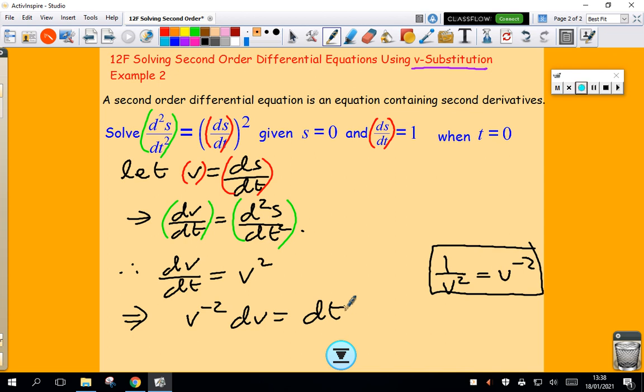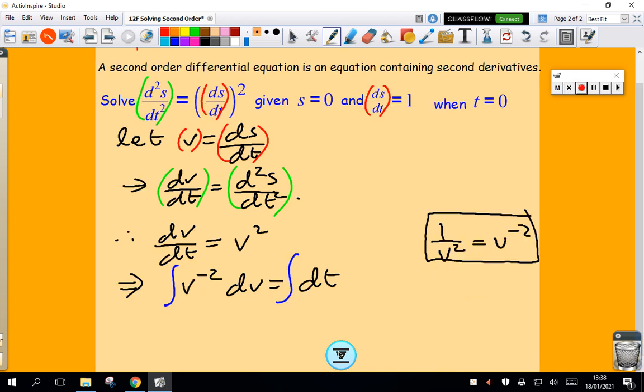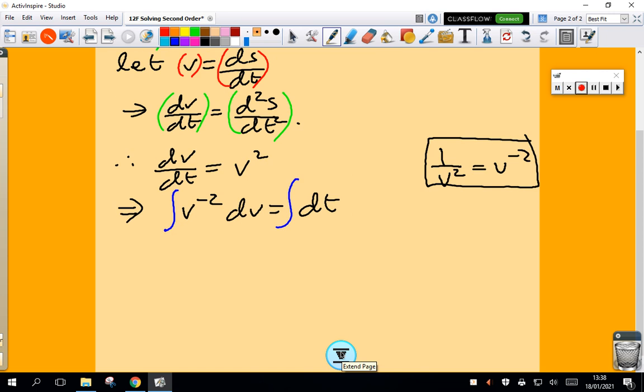So we've separated, and now we integrate. I'm going to take the antiderivative of v to the negative 2 with respect to v, and the antiderivative of 1 with respect to t. Solving this: on the left, add 1 to the old exponent, which gives me v to the power of negative 1, and divide by the new exponent, negative 1. This is equal to, on the right, the antiderivative of 1 with respect to t, which is t, plus the constant of integration.